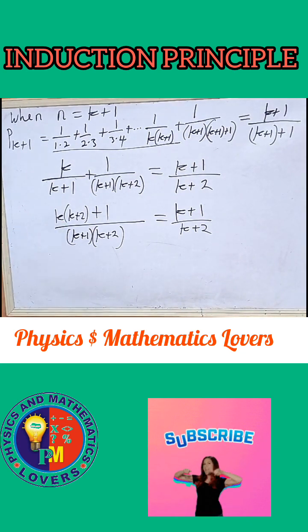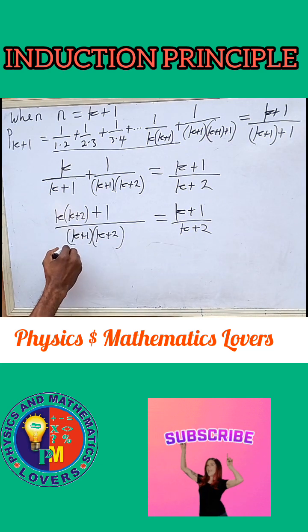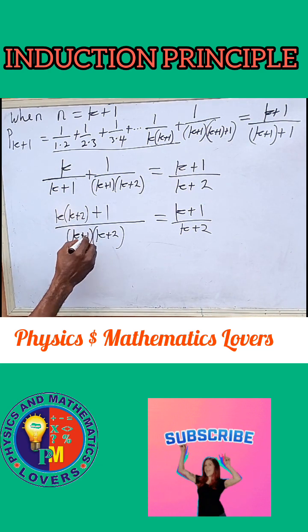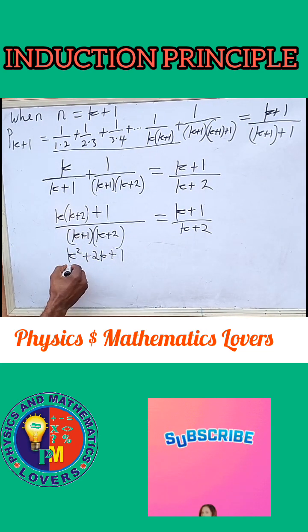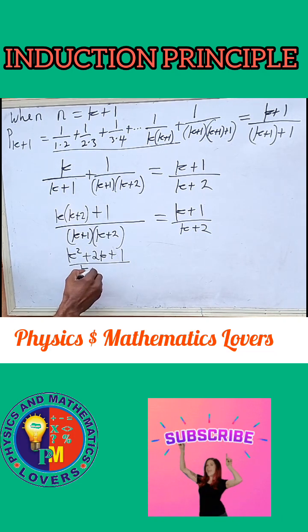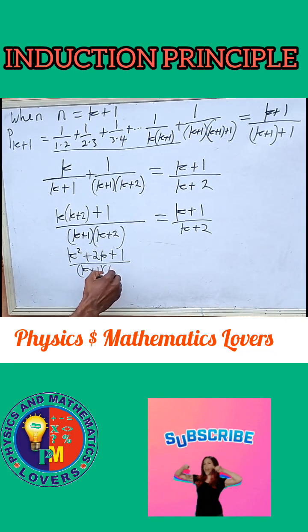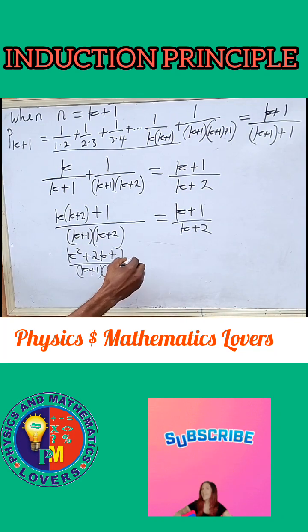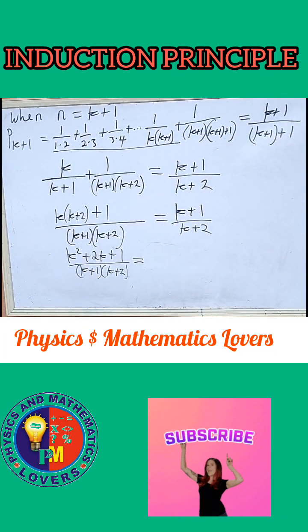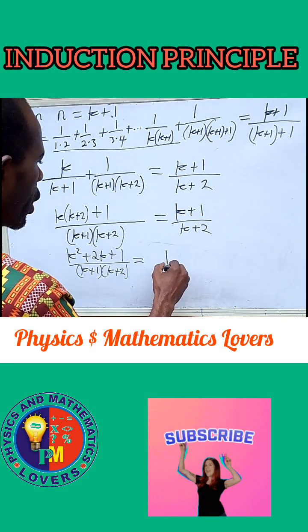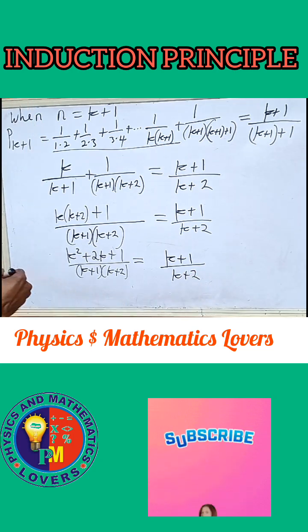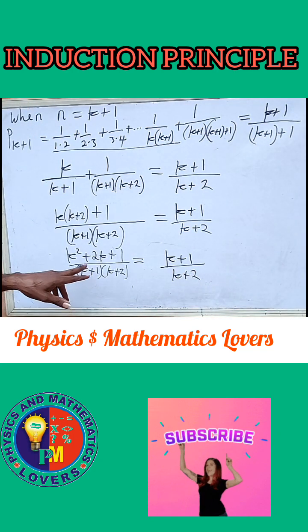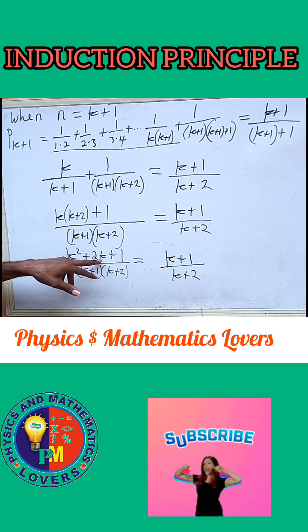So the next thing now is to distribute this bracket here. Let us distribute it. So distributing that, we're going to have K times K gives you K square. K times 2 gives you 2K plus 1. Alright? Then all over, we have K plus 1 times K plus 2, equal to your right hand side. So bring it down. Your right hand side is K plus 1 all over K plus 2. So at this point here, you have K squared plus 2K plus 1.